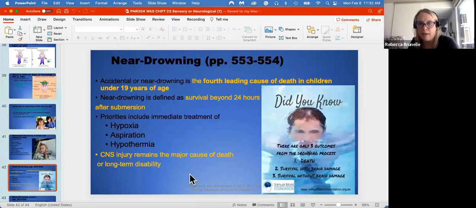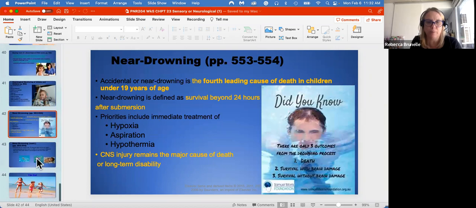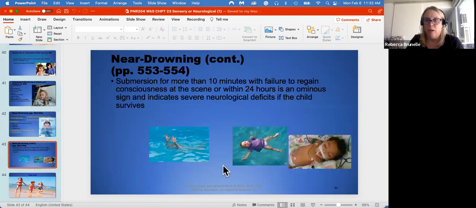So something that can happen is near drowning. So obviously educating parents about the dangers of swimming pools and being around water. And just to remember that it's the fourth leading cause of death in children. So it is something that happens, and you need to make sure parents are educated about it.